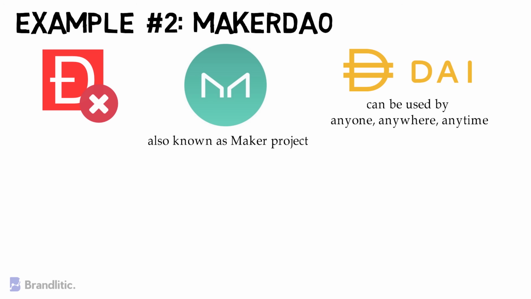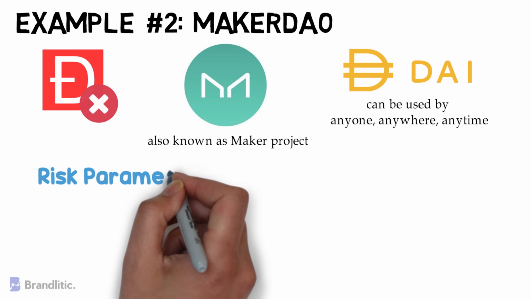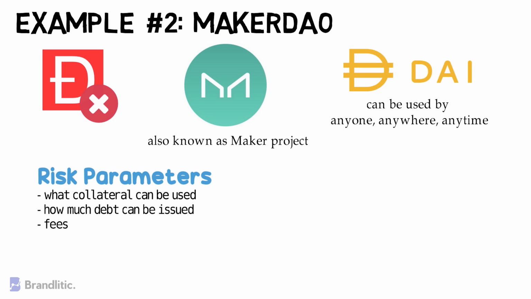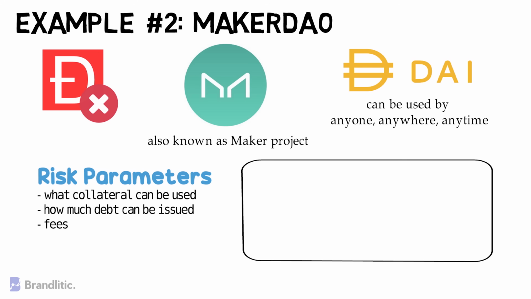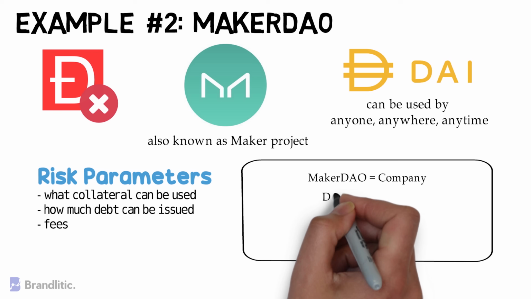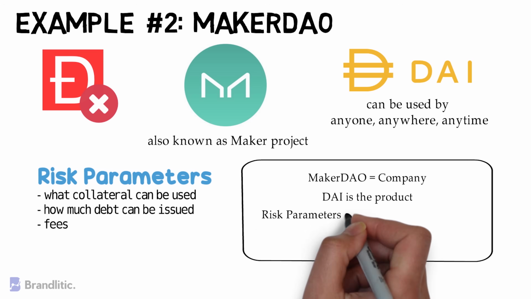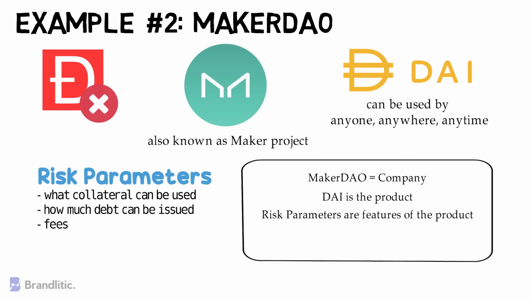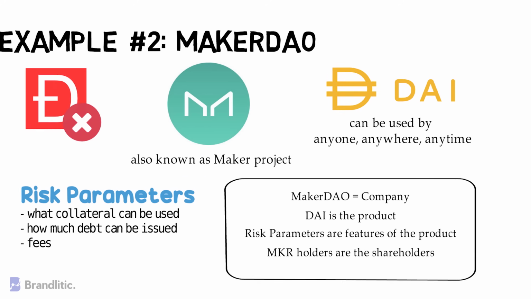The governance involves decisions on a variety of risk parameters such as what collateral can be used, how much debt can be issued, and fees. That ensures the stability of DAI and is done via voting by Maker holders. As a detailed introduction to MakerDAO is beyond the scope of this video, I'll be employing a helpful analogy. That is, if MakerDAO is like a company, DAI is the product. The risk parameters are features of the product, and the Maker holders are the shareholders of the company who vote on how to adjust the product's features.